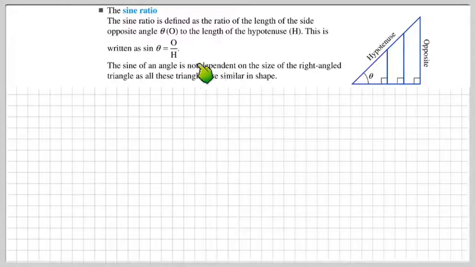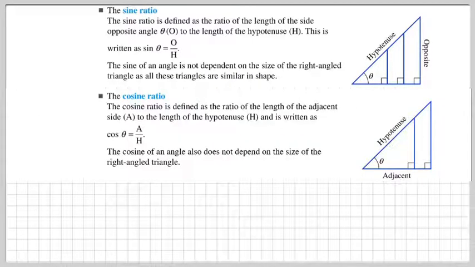Yeah, the sine of the angle is not dependent on the size of the right angle triangle, as I've been explaining to you, as all these triangles are similar in shape. Okay, and here comes cos. Cos is the adjacent over the hypotenuse, okay? The adjacent is the one next door to the angle, which is not the hypotenuse, and the hypotenuse is easy to pick because it's opposite the right angle. So cos is A over H, and again, cos does not depend on the size of the right angle triangle.